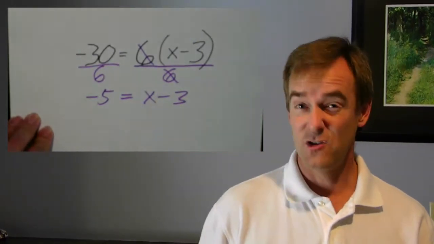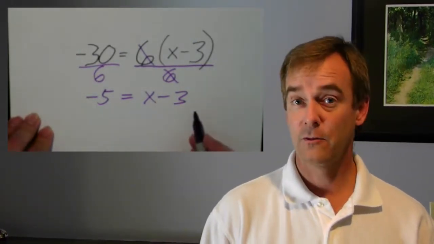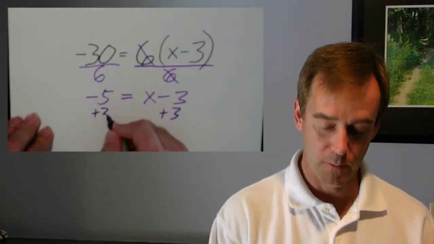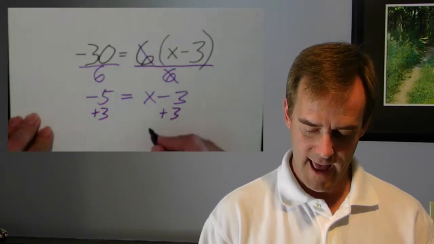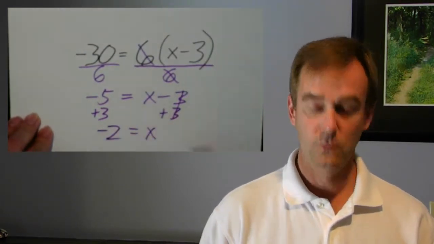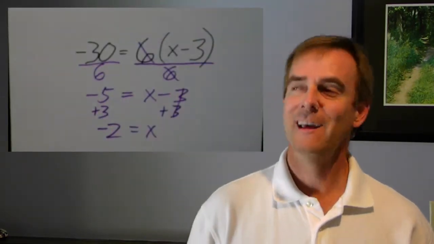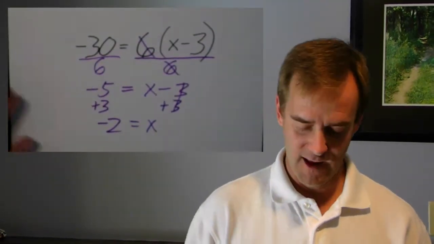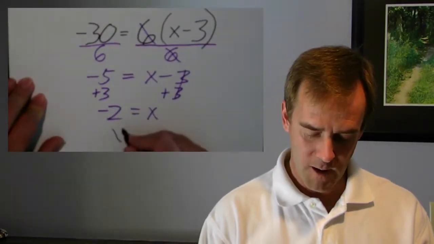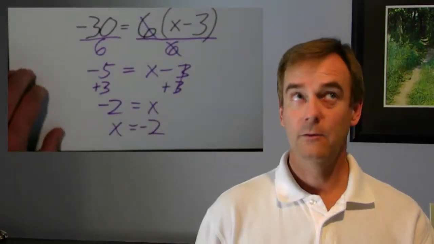Now, let's get it so it just says x. It has a minus 3 on it, so we're going to use the addition property of equality and add 3 to both sides and find that x, that cancels, is negative 2. What? Why is it written backwards? In algebra, we don't care if you say negative 2 is x or x is negative 2. It means the same thing. So if it makes you more comfortable, write it the right way.